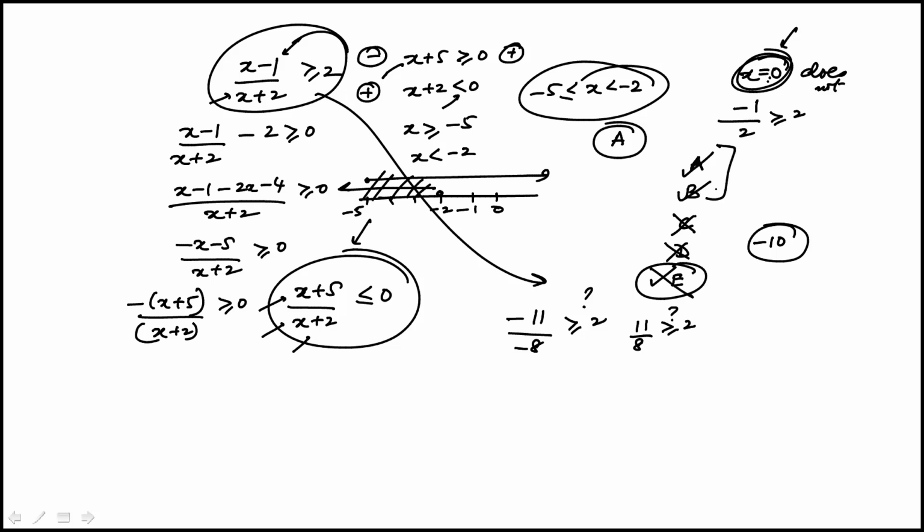It's really between A and B, and the only difference is whether minus 2 is included or not. And that we know because if we plug in minus 2, we get division by 0. So we know B is also out. So that way we get the answer A.